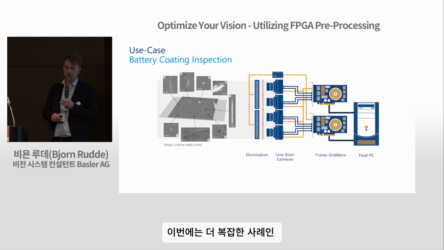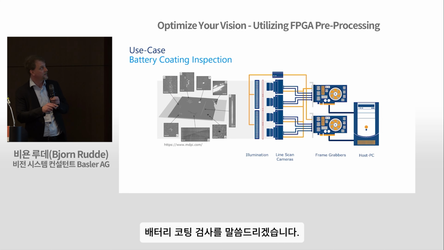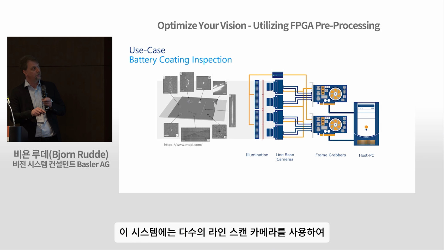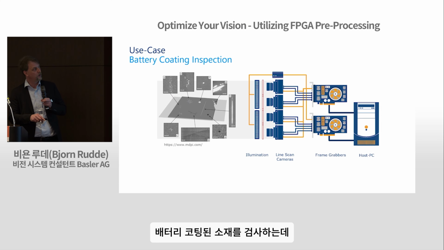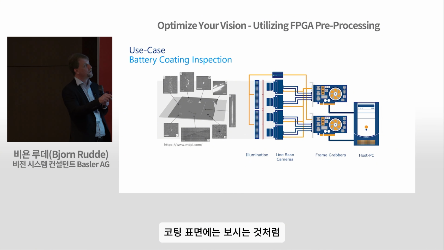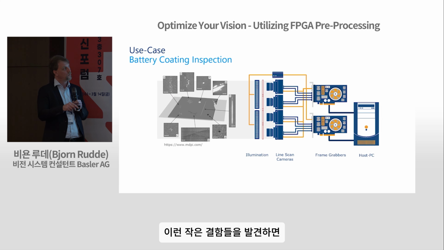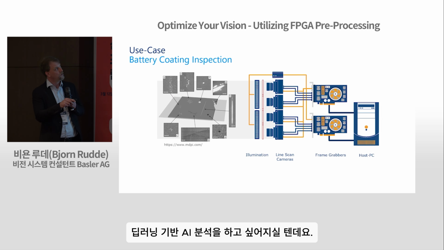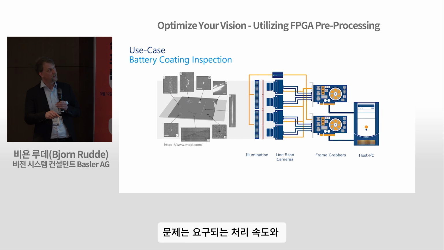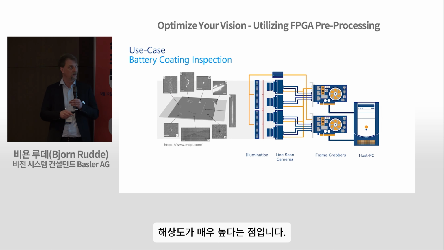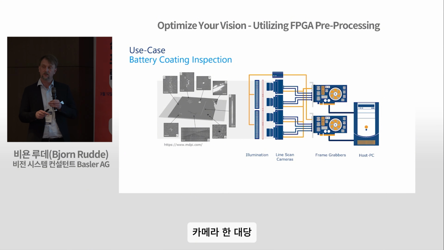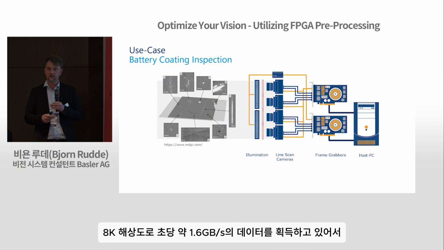This is now one of the more complex use cases. It's about battery coating inspection for e-mobility. With a lot of line scan cameras, you look at the material, and as you can see here, a lot of different defects are possible on this coating. When you see these small defects, you would like to do AI processing on this, using a neural network. But when you look at the cameras and the required speed and resolution, you will see that each of these cameras will deliver 1.6 gigabytes per second.